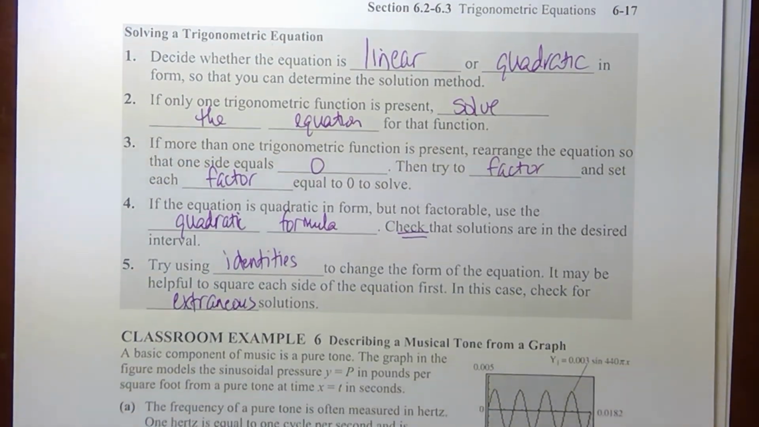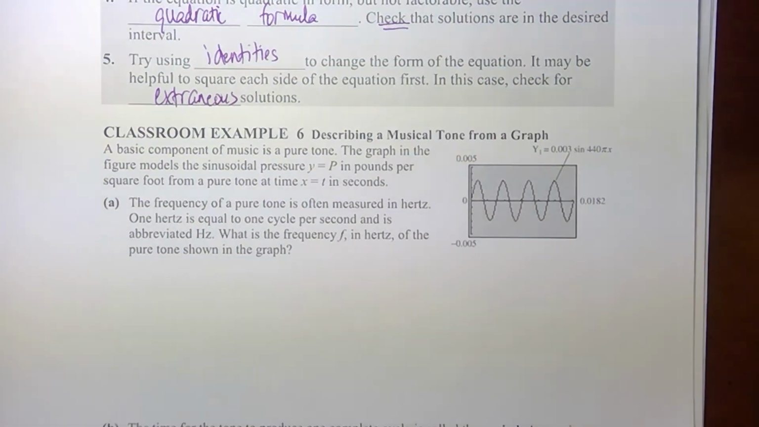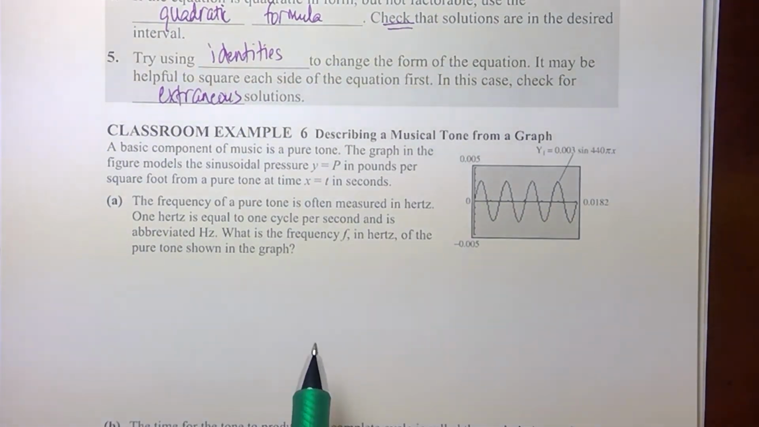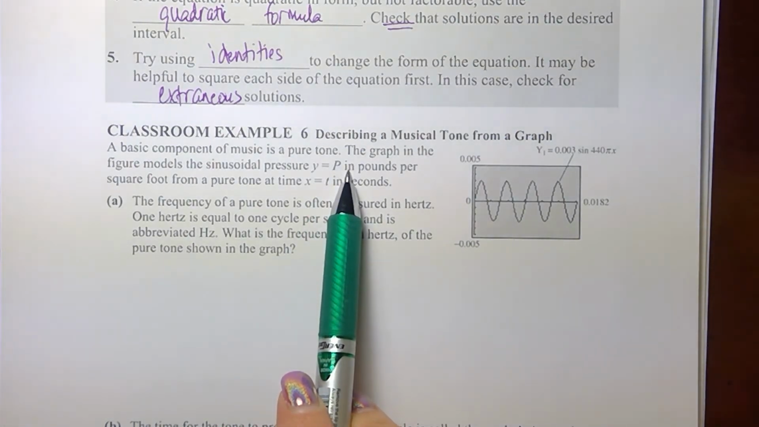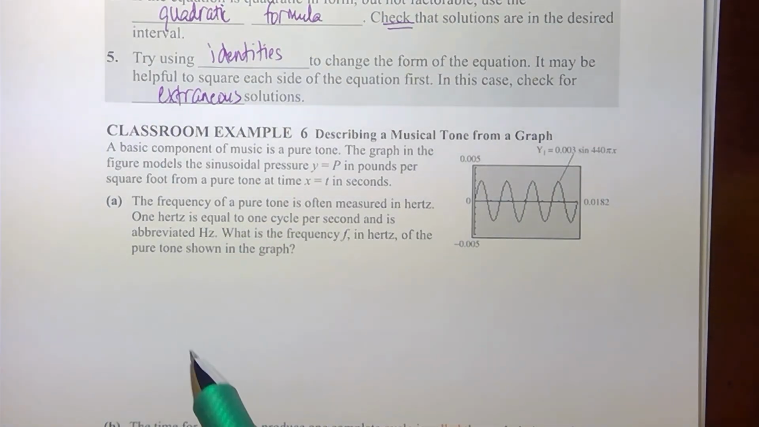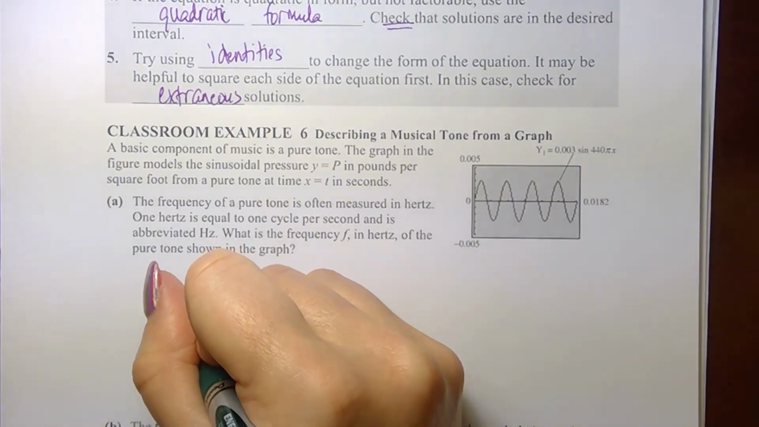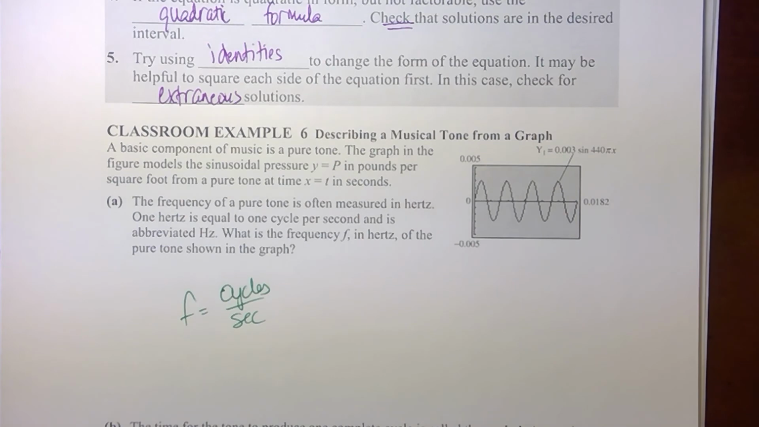Okay. Example 6, describing a musical tone from a graph. This is a time issue again. We have an equation graphed here. The first thing that I want you to notice is that we have more than one cycle that we're working through. We're told that the frequency in hertz is what we're looking for. We're given y equals p in pounds per square foot from a pure tone at time t in seconds. My frequency is cycles per second.